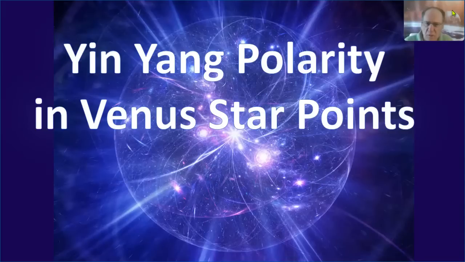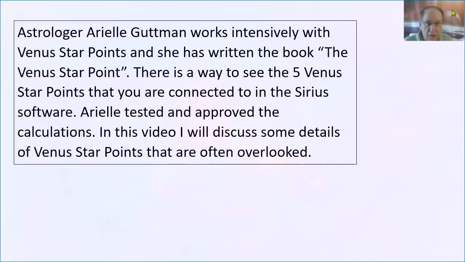So we're going to go over what the Venus star points are, what this yin-yang polarity is, and what it implies about understanding the Venus star points in our charts. The first thing I want to mention is that the Venus star points concept has been developed and popularized by Ariel Gutman. She wrote the book, The Venus Star Point. And there are 5 Venus star points. In a minute, I'll review what these 5 points are.